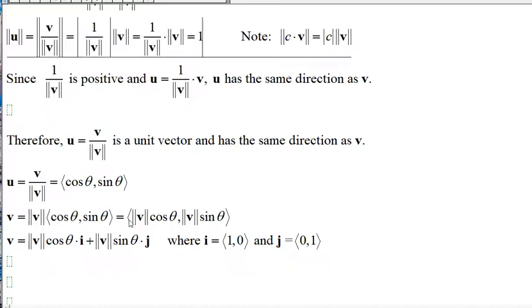And then we could also write this vector v right here as a linear combination of standard unit vectors. And so this can also be written as magnitude of v times cosine of theta times i, where i is the standard unit vector 1, 0, plus the magnitude of v times sine of theta times j, where j is the standard unit vector 0, 1. And so graphically, this is what they look like.